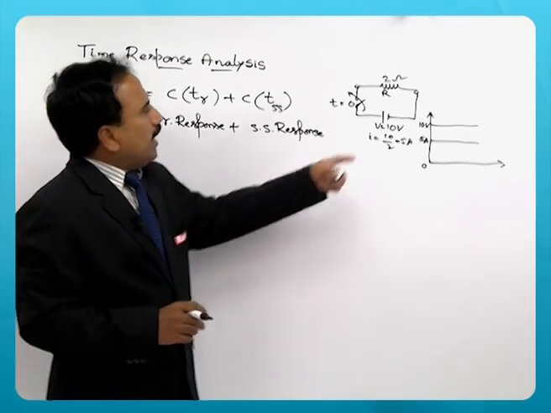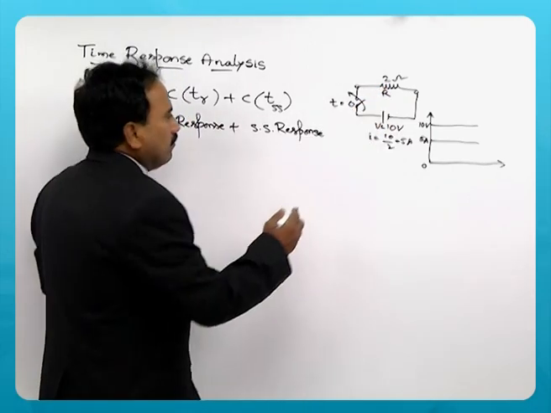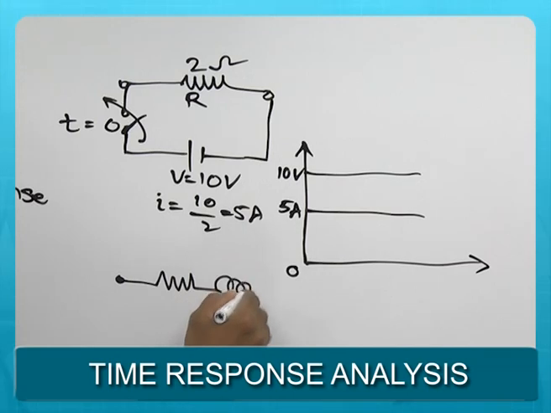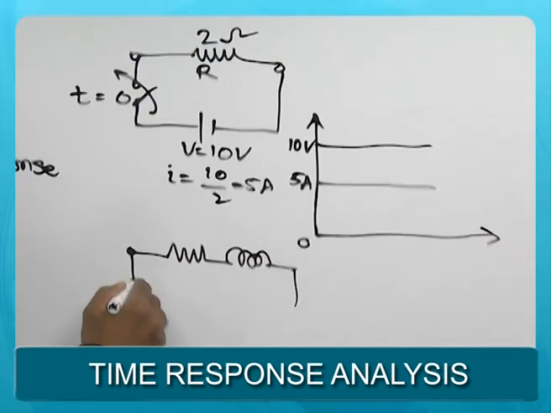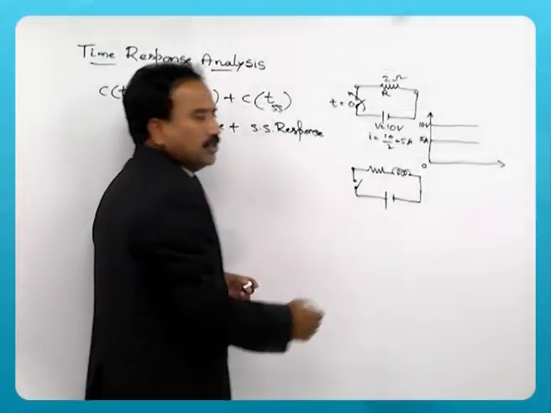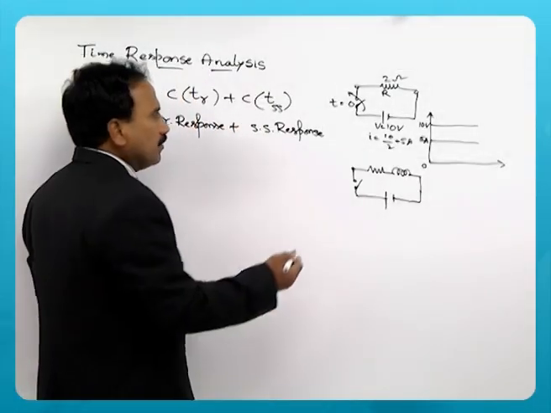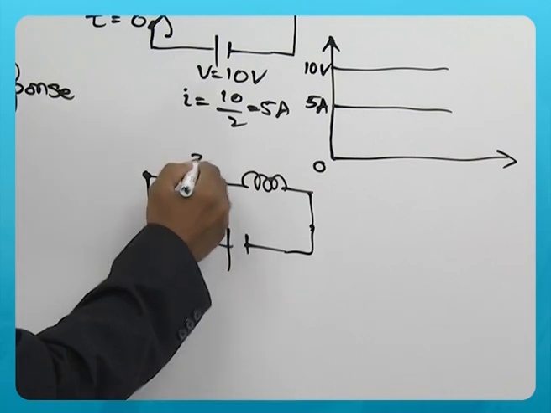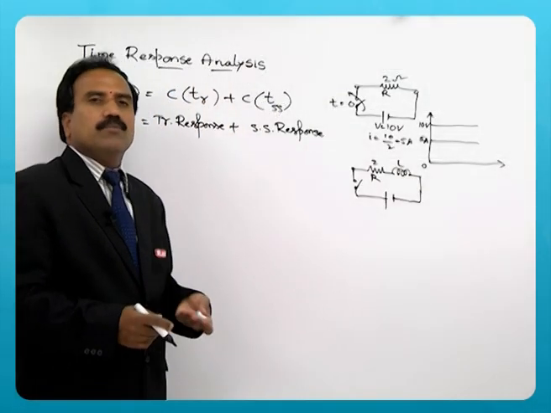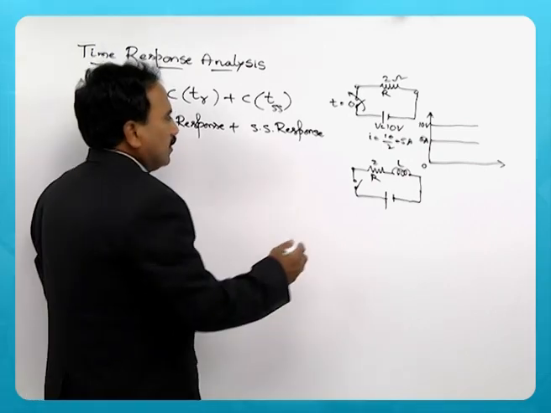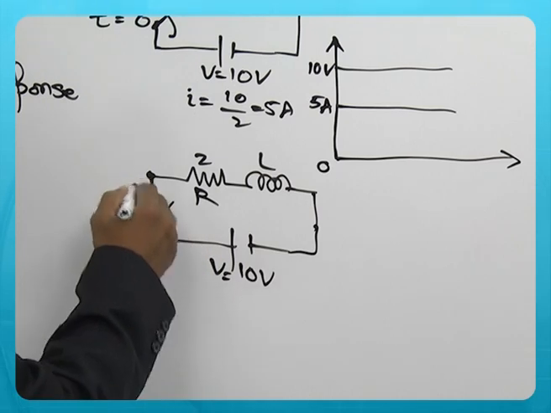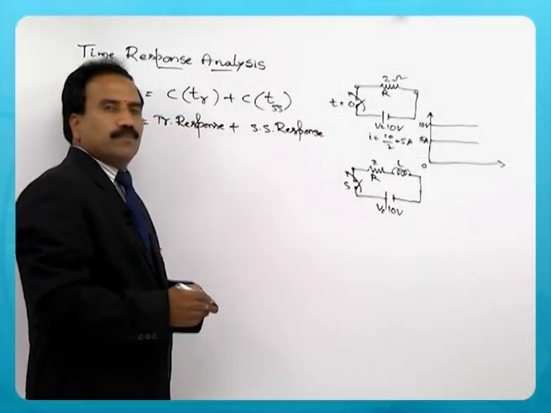Now, I will add an inductor to this element, with the same arrangement and no change in other parameters. Now, I have the same resistance of 2 ohms, and some inductance L is added, it may be in millihenries, and V is as usual 10 volts, and the switch is closed at t equal to 0.